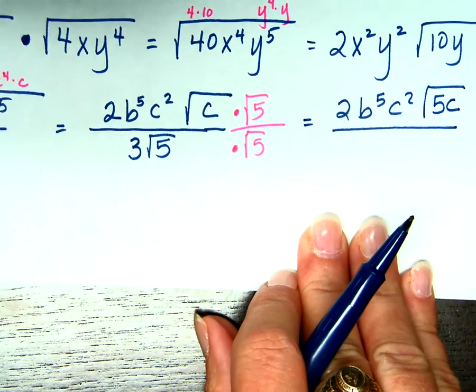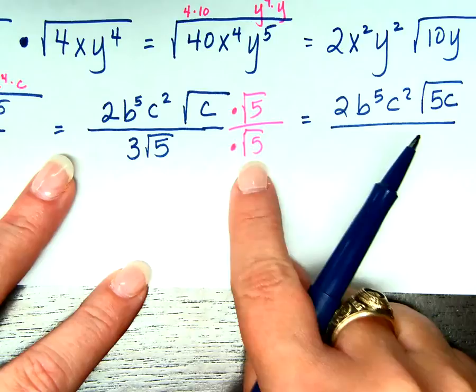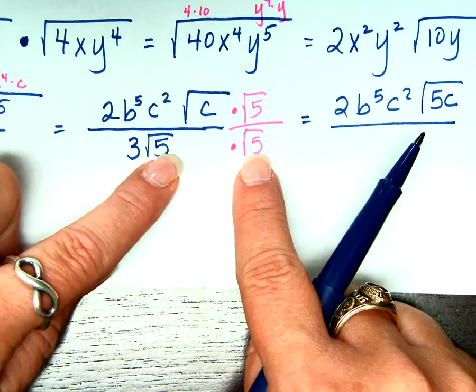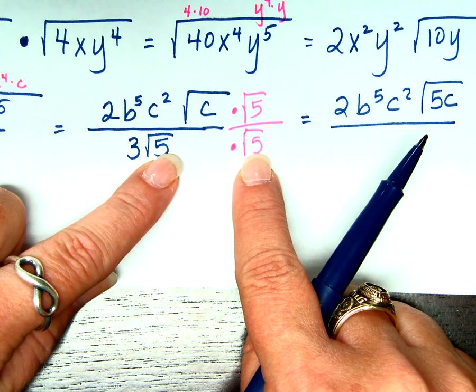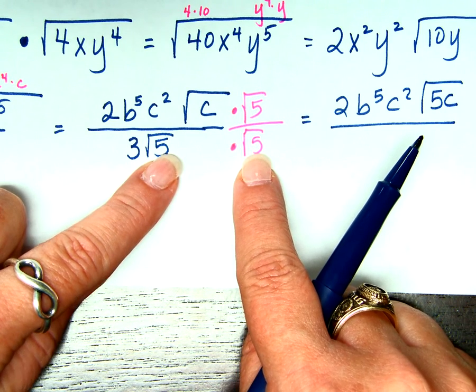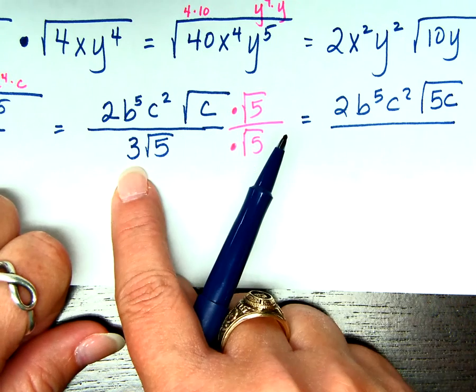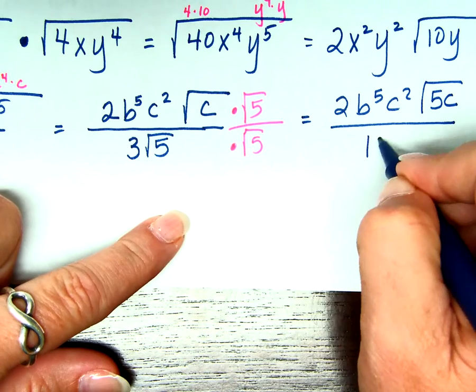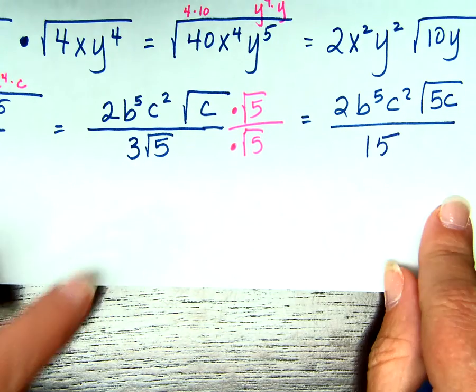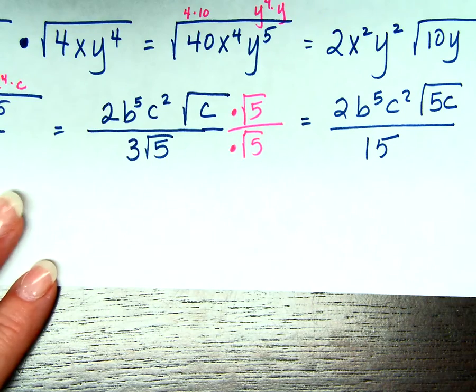over 3 times the square root of 5 times the square root of 5. What is the square root of 5 times the square root of 5? Square root of 25. What is the square root of 25? 5. What is 5 times 3? 15. Do I have a radical in the denominator anymore? Then that's as simplified as I can get it.